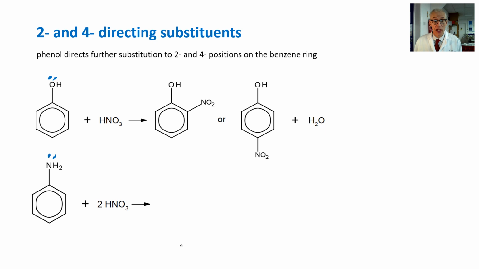Pause the lesson and see if you can come up with one organic product that reacts in the ratio 1-to-2. Pause, check your answer when you're ready.